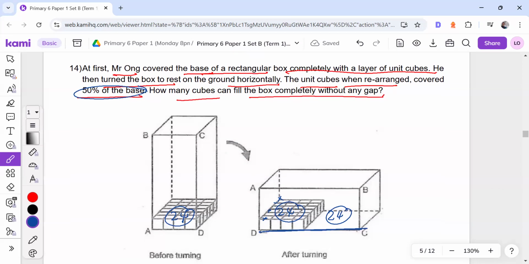There's a shortcut here. How do we find how many cubes are inside the box altogether? You just count how many cubes there are along the length. You can see there are 4 cubes here. Then the other 50% must also be 4 cubes. Even though you can't see them now, you can imagine. So the length has 8 cubes.